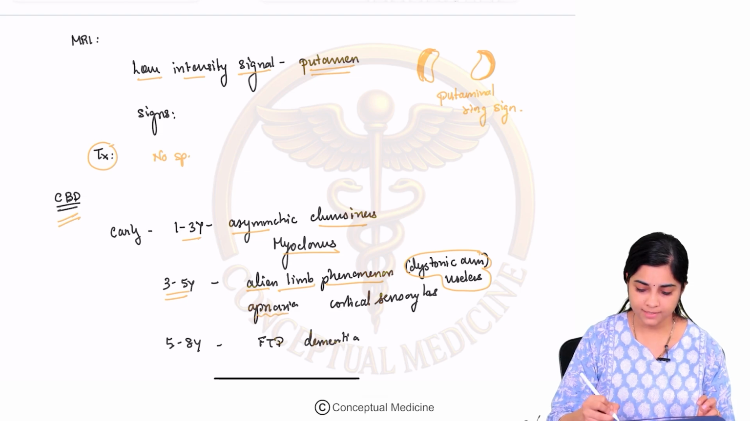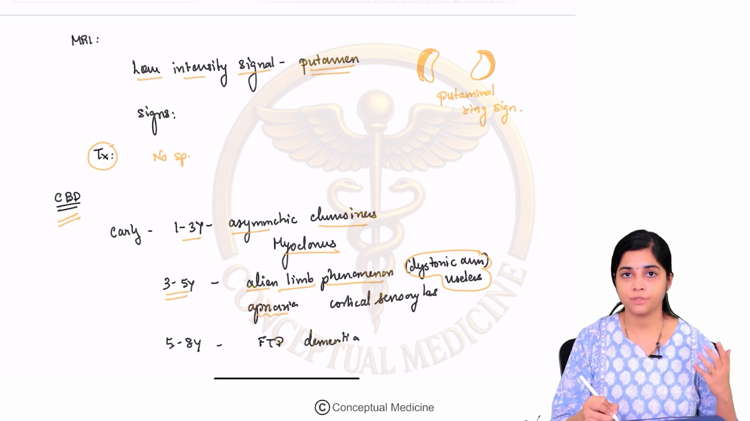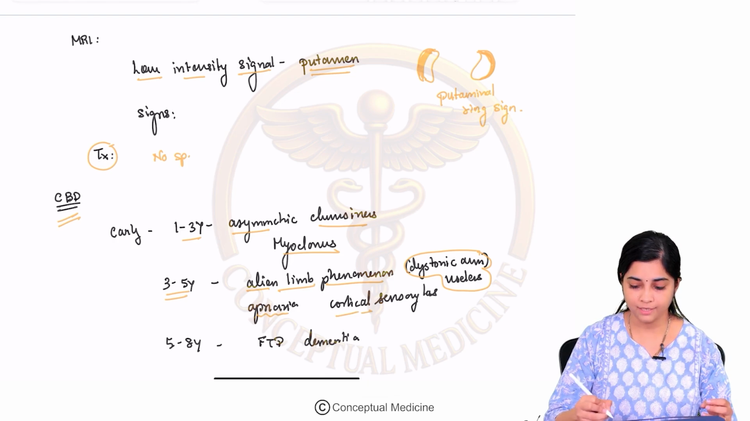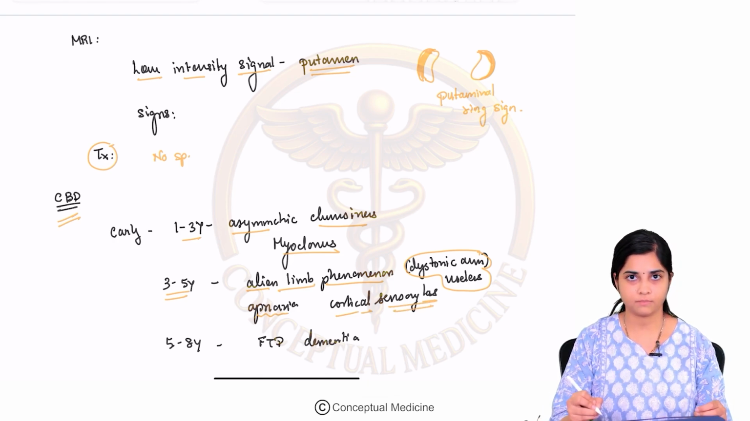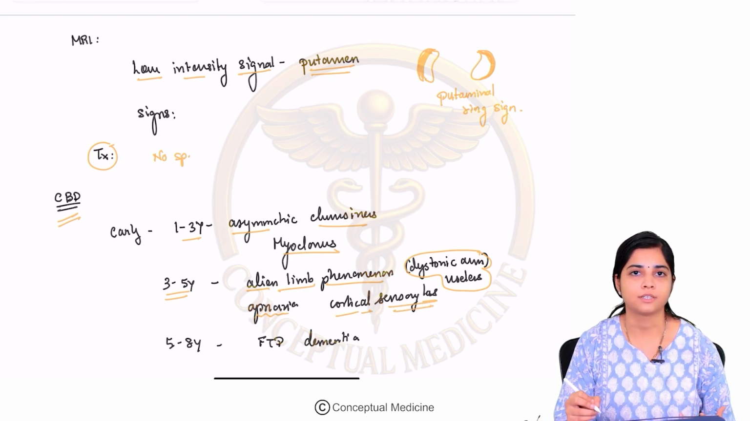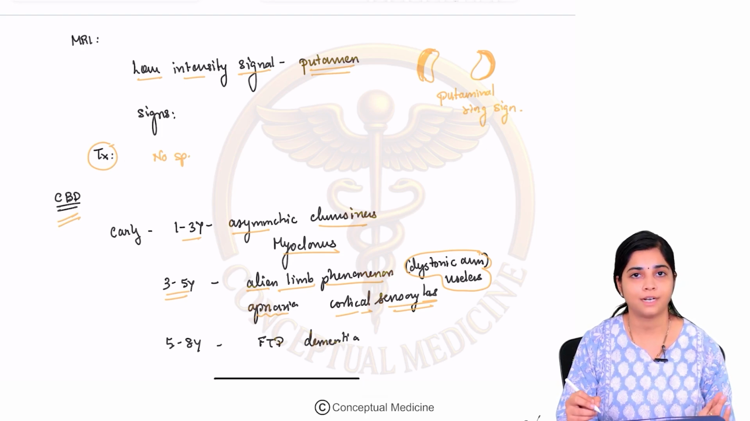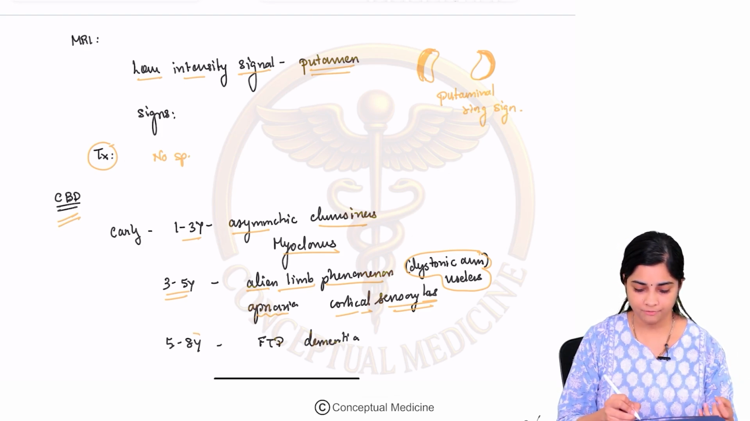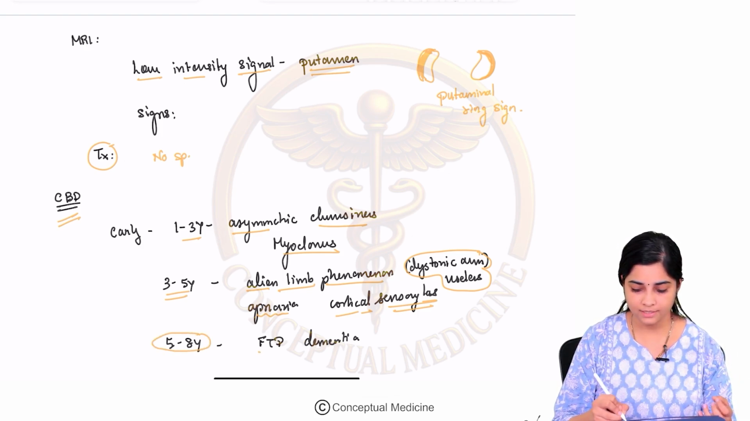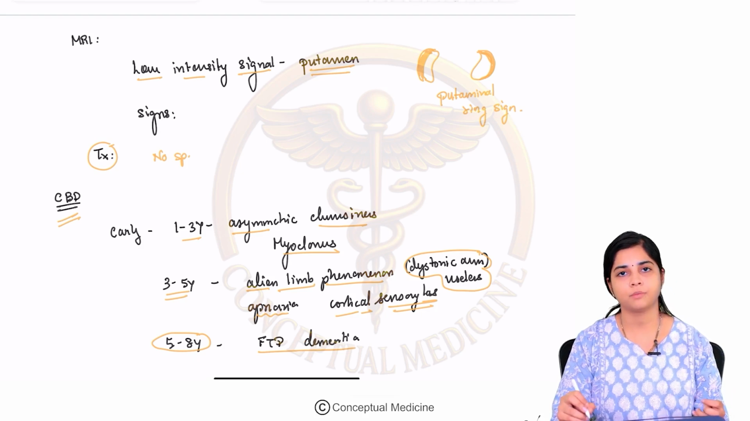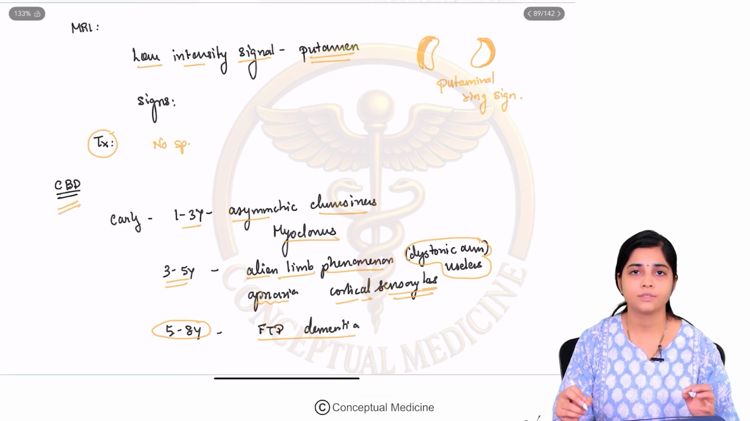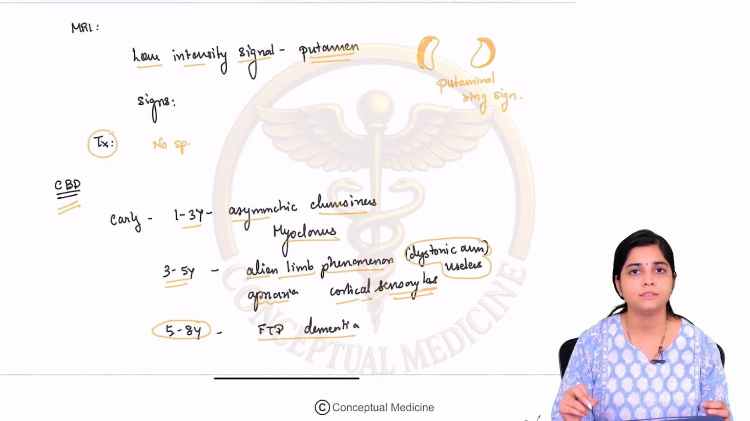You can have apraxias, and because of cortical degeneration, you can have cortical sensory loss. You know what the cortical sensations are, right? Tactile discrimination, tactile localization, stereognosis, graphesthesia, all of these are cortical sensations which can be lost. From 5 to 8 years since onset, you can have a widespread frontotemporal dementia as well. Okay, so this is about your corticobasal degeneration.